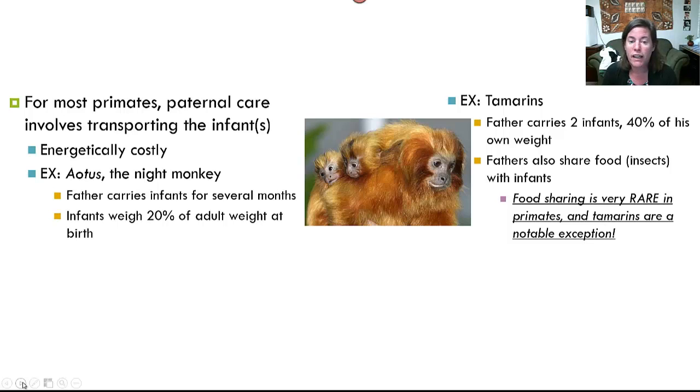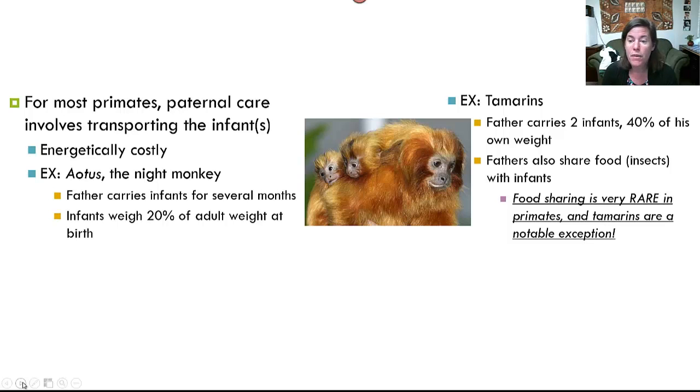These offspring at birth generally weigh 20% of adult weight. If you're carrying two infants, that's 40% of his own weight. So this is a very, very hefty load, and it makes it very, very expensive for these males to provide this care. You don't want to expend all this energy transporting these infants around if they're not your own. And remember, these infants are growing, and these fathers are carrying them for several months. So you really want to know that they are in fact your own.